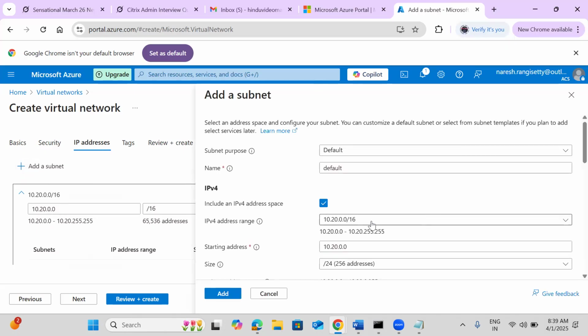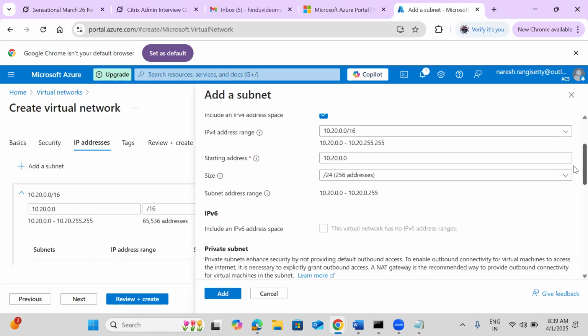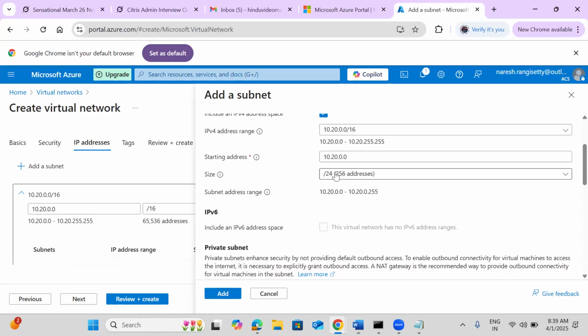Then that is the default subnet. And I'm going to give 10.20.0.0/24, which I have used here for my subnet. Okay, 10.20.0.0/16 is for the VNet, and /24 for my subnet.